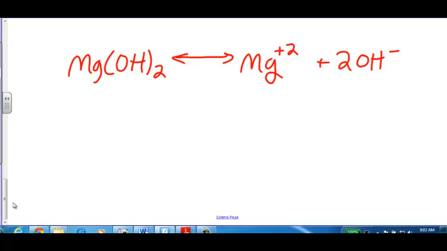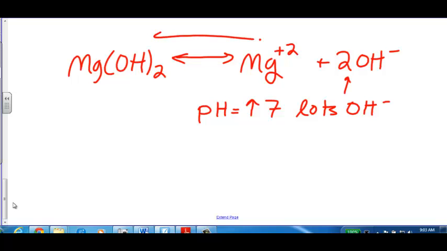If you're in a basic pH, there's lots of OH minus ions present, right? And so what would you expect that to do to the solubility compared to in pure water? Decrease it. If you increase the concentration of something, you'll shift away from what you increase. So if you have lots of OH minus ions, you actually increase the pH.